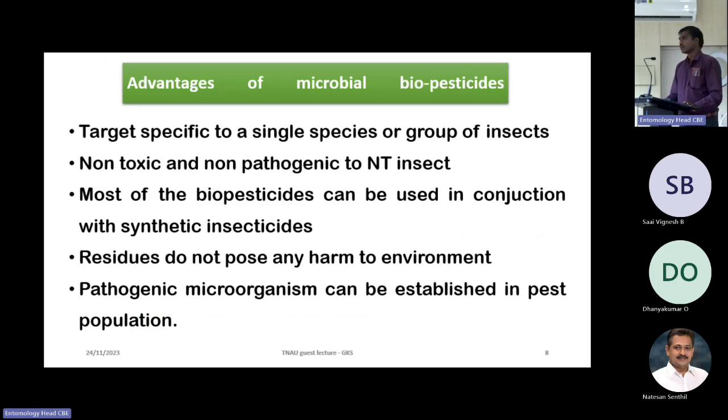Then coming to why we go for microbial biopesticides. The main advantage is that they are more target specific and safe to the environment and safe to non-target organisms, especially parasitoids or pollinators. Moreover, nowadays there is concern about the environment and eco-friendly issues. So this is the main driving factor for the microbial biopesticide market.